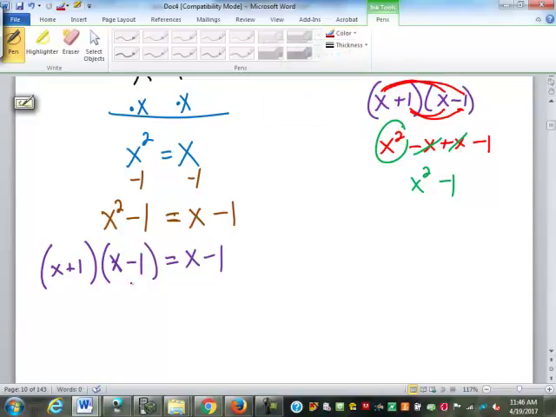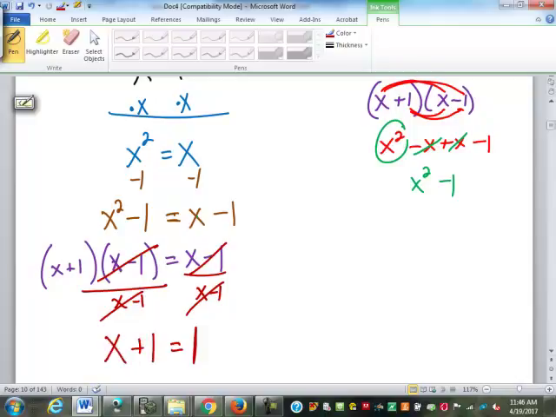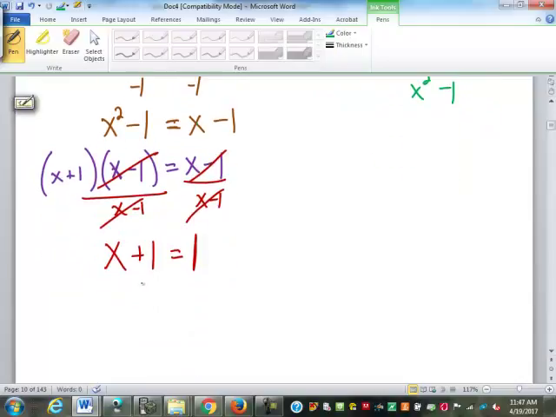So now what I'm going to do is this. I'm going to divide each side by x minus 1. So the x minus 1 there cancels out, and it cancels out over here. Anything divided by itself is 1, so that's 1. The x minus 1 divided out here, so I'm left with just the x plus 1. And my final step, I'm going to subtract 1 from both sides. So that 1 cancels out. I get x equals 1 minus 1 is 0.